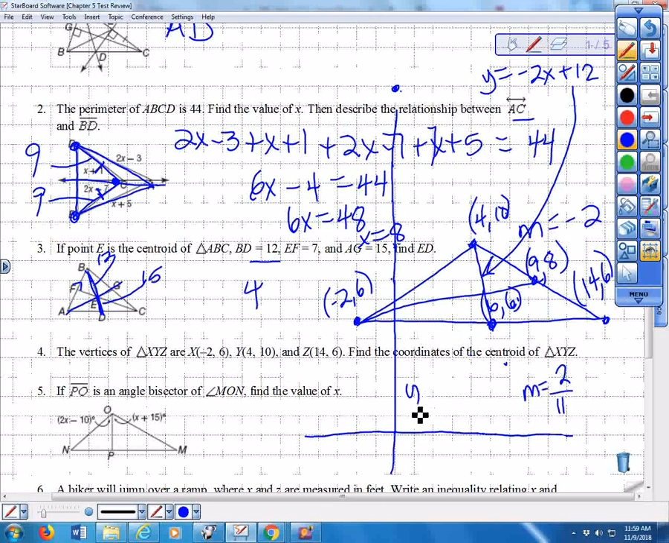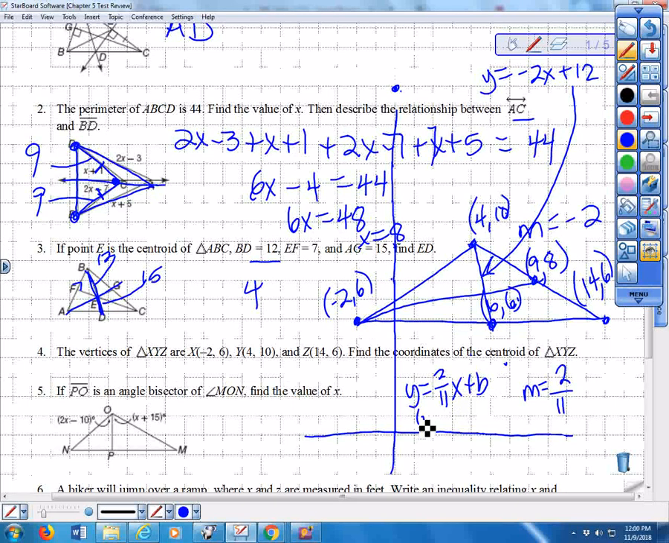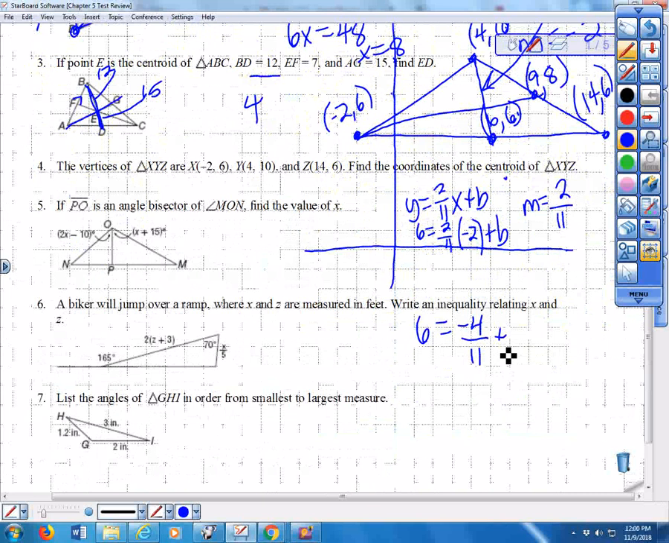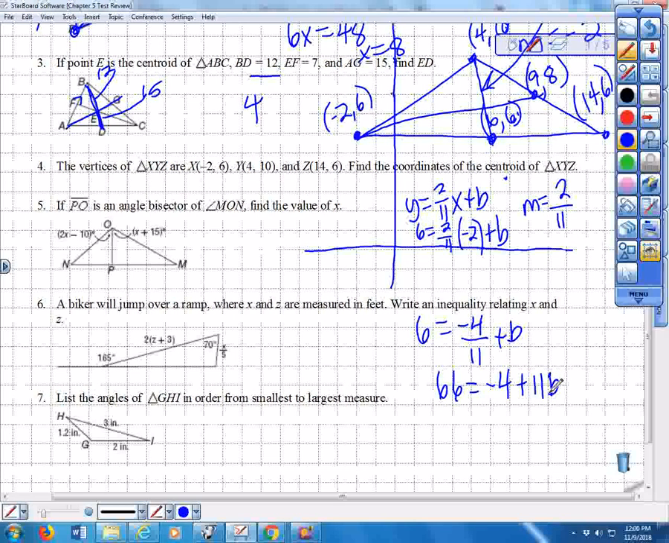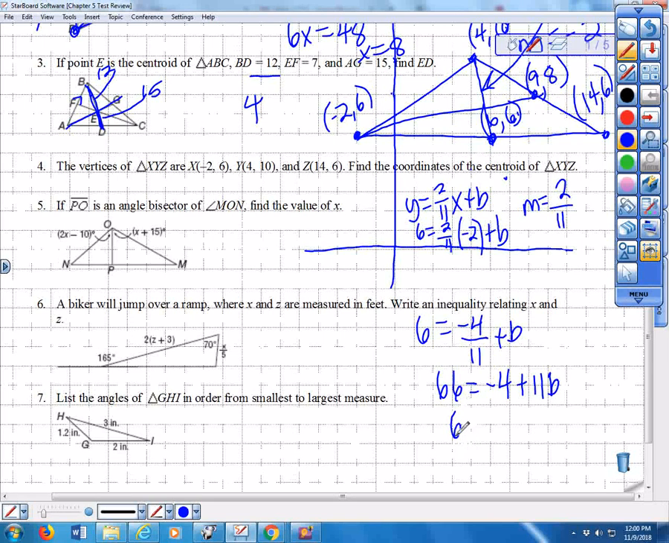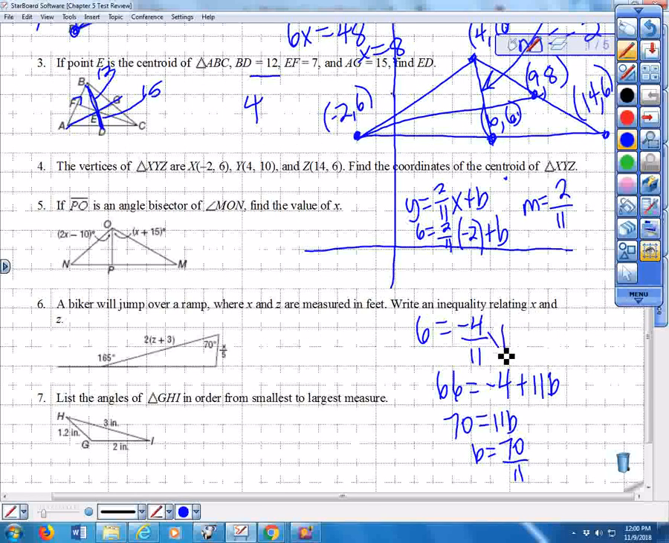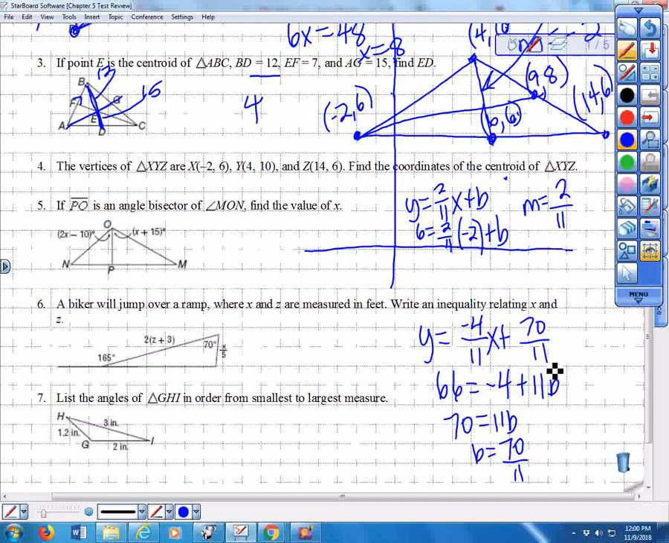Now I find the equation of the line by plugging this point in and solving for b. So I have 6 equals negative 4 11ths plus b. 66 equals negative 4 plus 11b. See, I just multiplied everything by 11 to get rid of the fraction. So 70, b is equal to 70 11ths. So that's a fun one. Y equals negative 4 11ths x plus 70 11ths. So there's my second median.